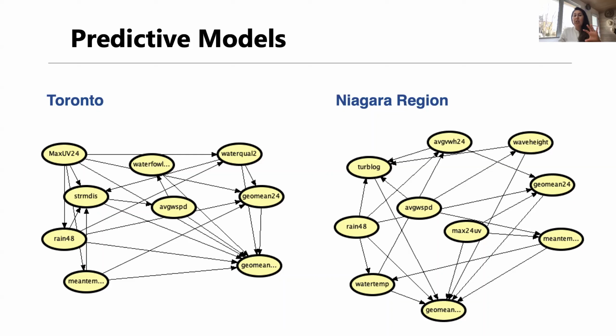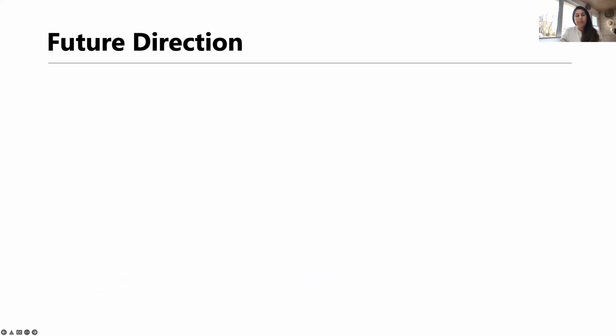And this is essentially what would be in the back end of any predictive models that are used by the public health regions. Again, they look quite complex, but it's really just because we're looking at the probability of these environmental factors on a given day. And I'll hand over to Jordan now to talk a little bit about our future direction.